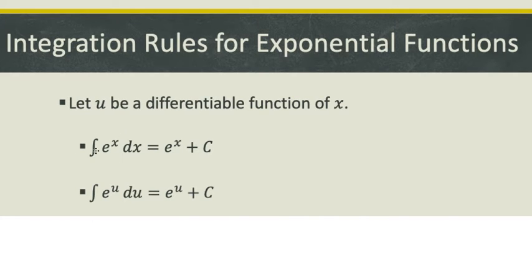Just like the derivative of e to the x is e to the x, the integral of e to the x is e to the x, but then we have the constant being added on at the end there. And if we do some sort of u substitution, we will also remember that we need to use our u substitution in there, basically the integration form of chain rule. So let's just go through some examples here.